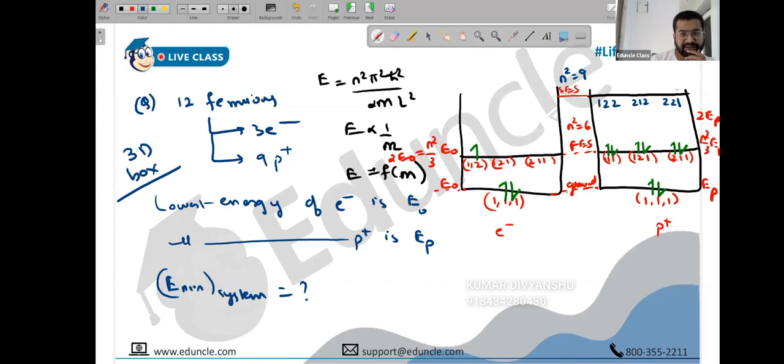So what does the energy become? Energy becomes n square by 3 times EP. So that's 9 by 3 times EP. So that's 3 EP. So here the energy becomes 3 EP. And the 9th proton will be here. 2 protons, 4 protons, 6 protons, 8 protons, 9 protons. Here, that's it. So what is our final answer?